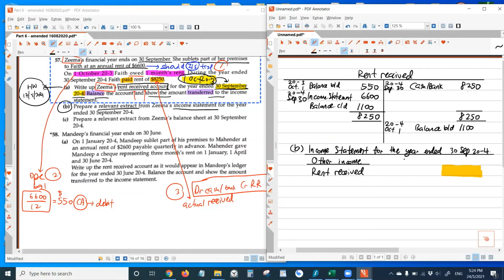Anyone? Okay, Yuan has tried. I wait for Justin. Okay, remember what I said, what amount should be presented in the income statement. Okay, I give you 10 more seconds. Okay, Justin, you try.